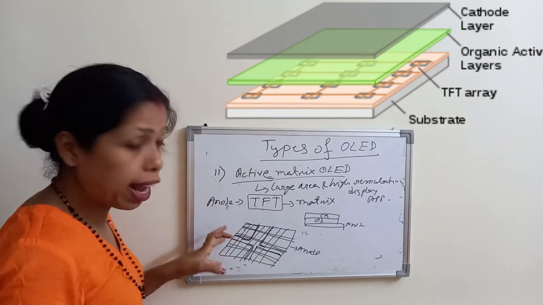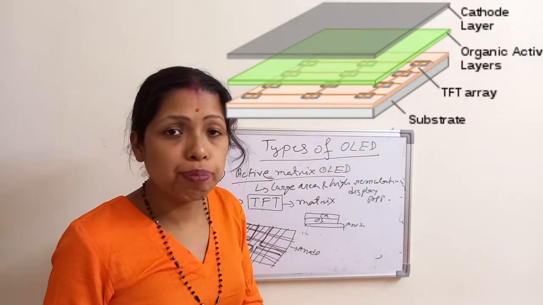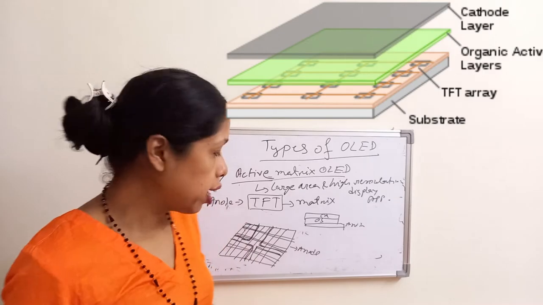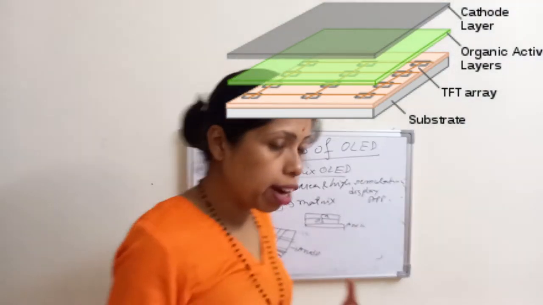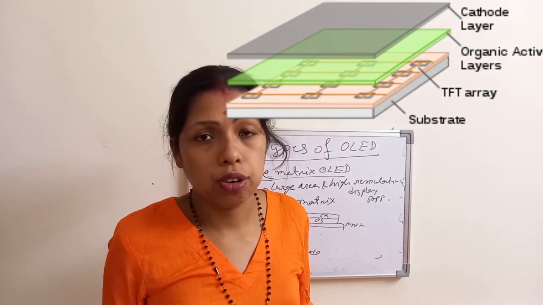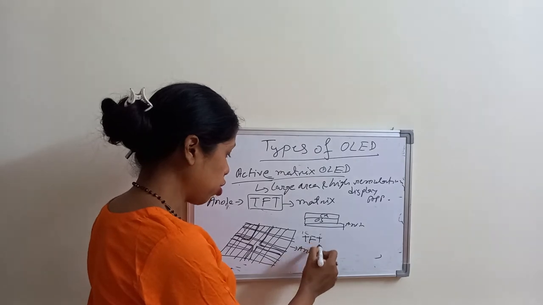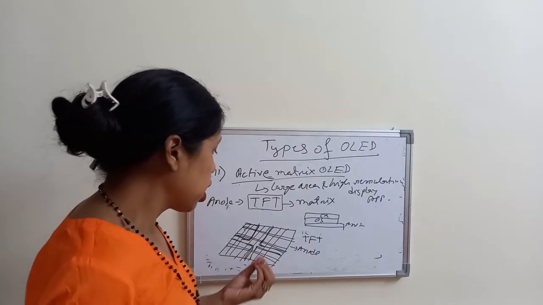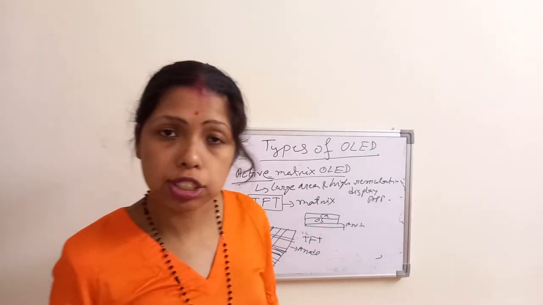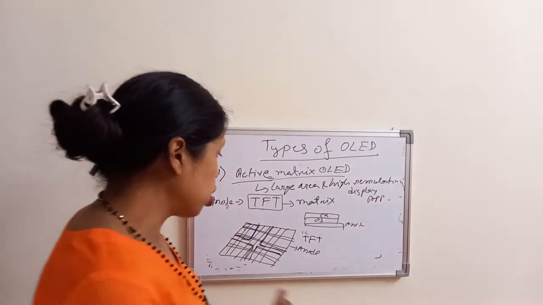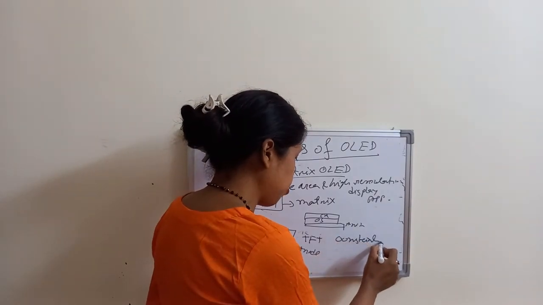In the passive matrix, the entire structure is forming the pixel layer, different pixels, right? But in case of the active matrix, the pixels are already formed inside the anode layer. Okay, so this TFT anode is continuously giving the power supply to the entire OLED, and for that we can get constant efficiency.